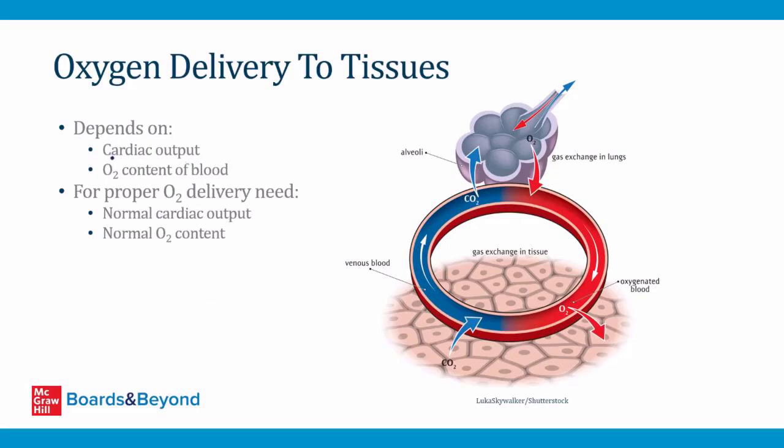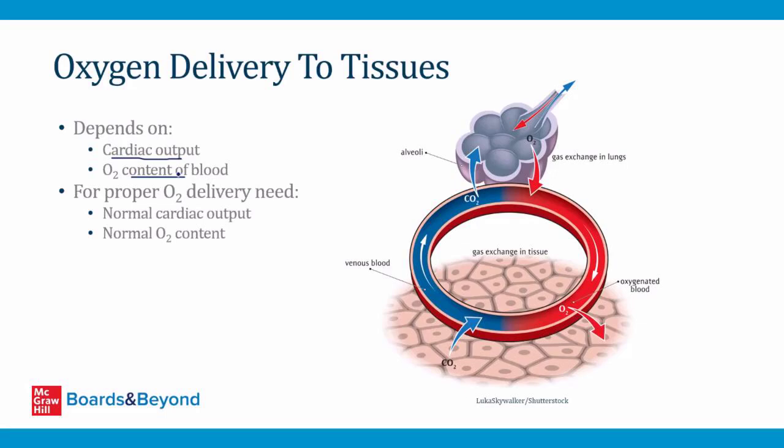Well, the first thing is the cardiac output. Obviously, you need to pump enough blood to those tissues in order to supply them with proper oxygen. And then the second thing is the oxygen content of blood. If you're pumping blood from the heart, but it's deprived of oxygen, then that's going to lead to hypoxia also.